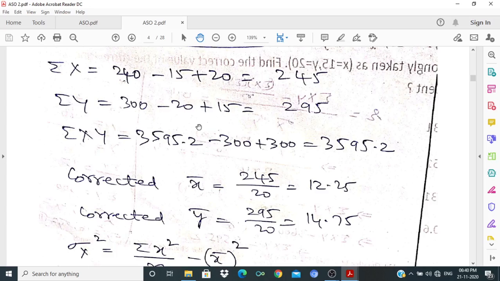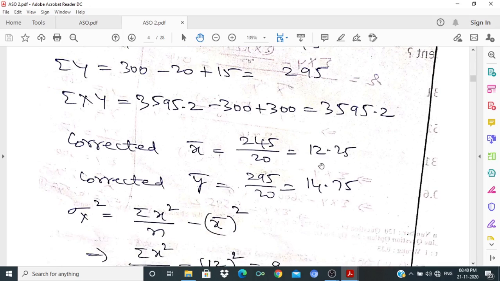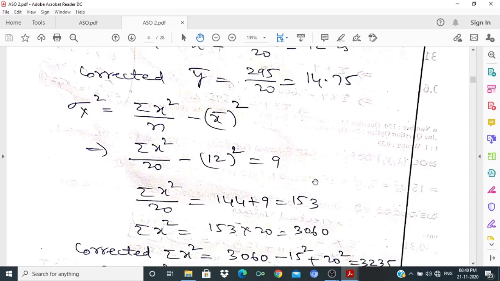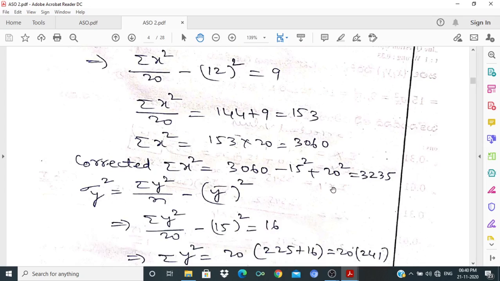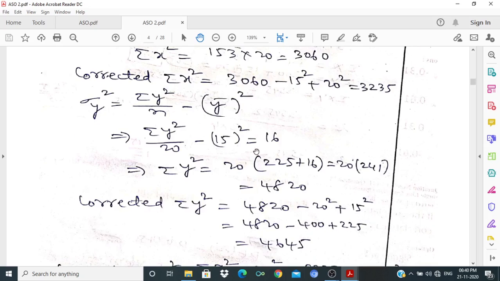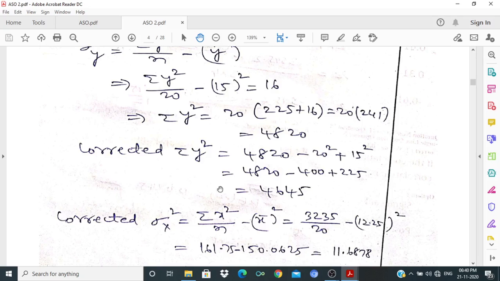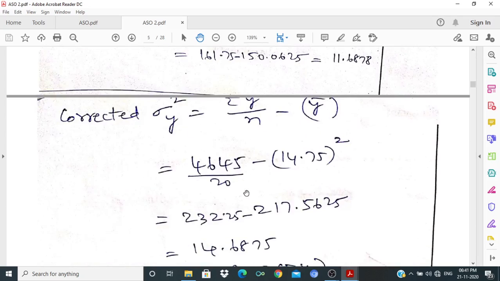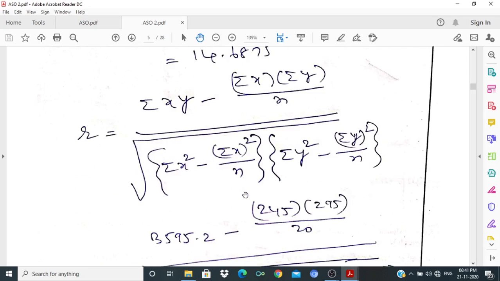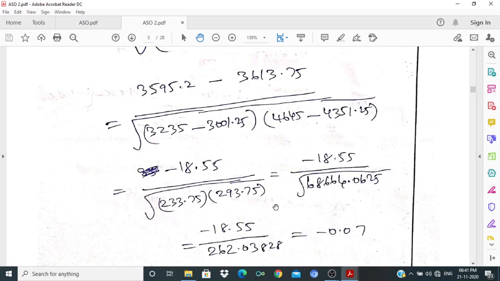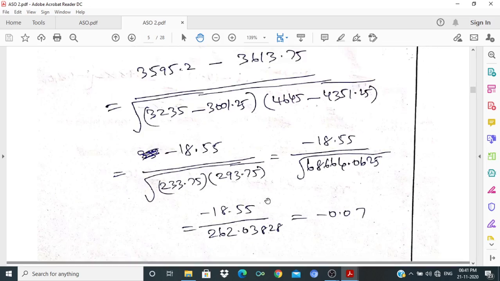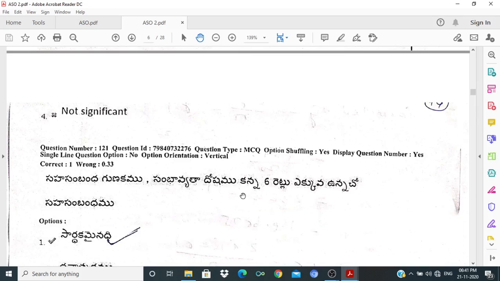Okay, this multiplication, 300, 300, won't change. Similarly, corrected x bar, corrected y bar, corrected sigma x square. I have found corrected sigma x square and corrected sigma y square also. I used this formula, but it is coming as 0, whereas they have given the answer as 0.3.